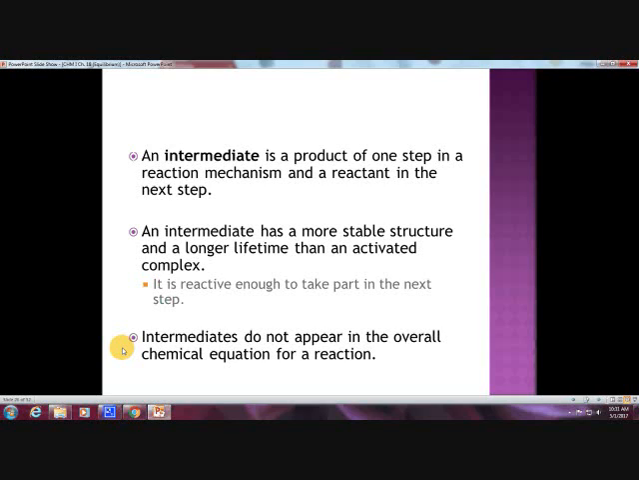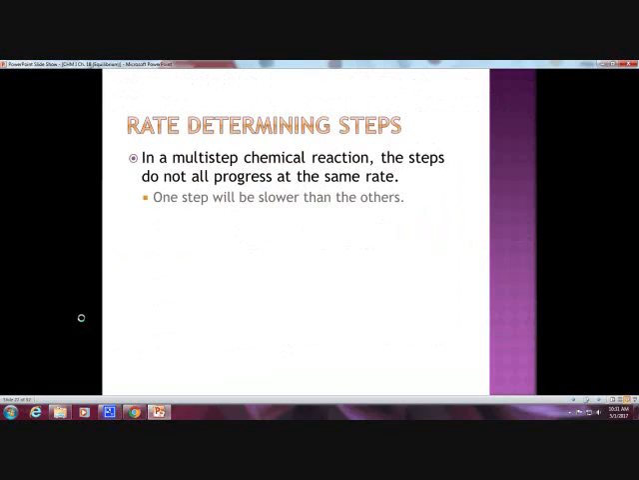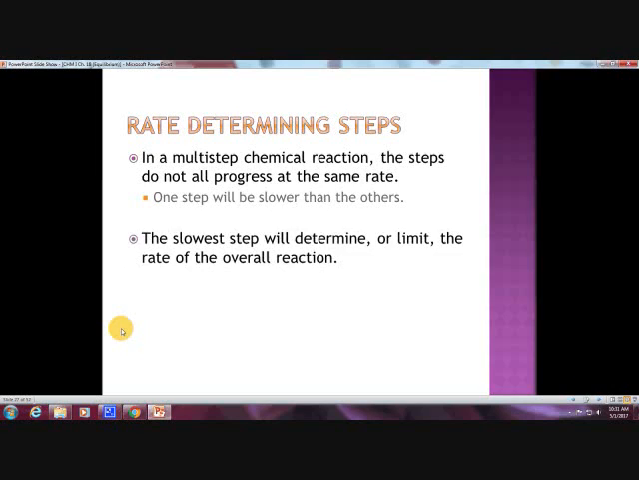On the next page, I have an example of a reaction mechanism, where it's a multi-step reaction, and the steps don't progress at the same rates. So one step will be slower than the others. In your series of steps, it might say slow or fast or something like that. But the slowest step will determine, or limit, the rate of the overall reaction.